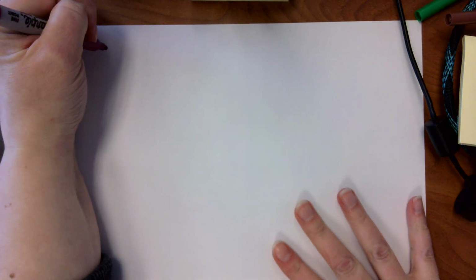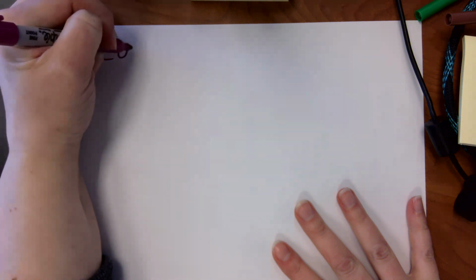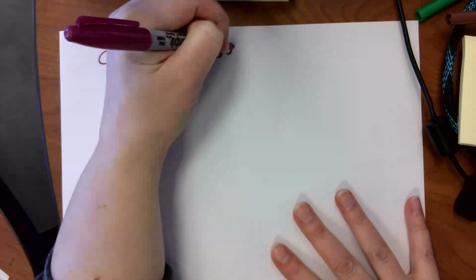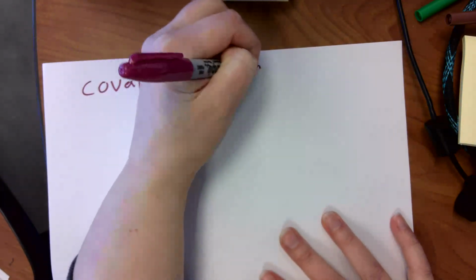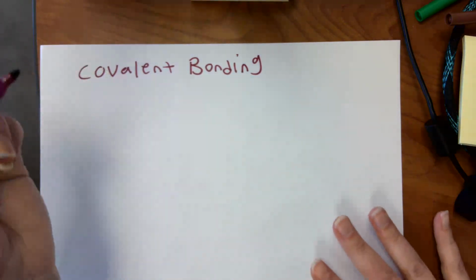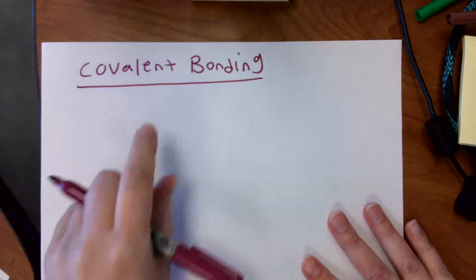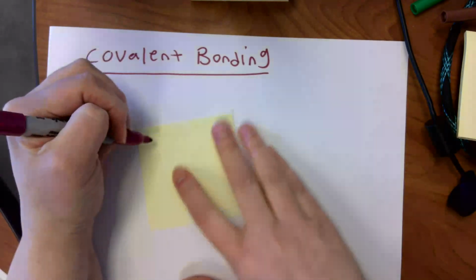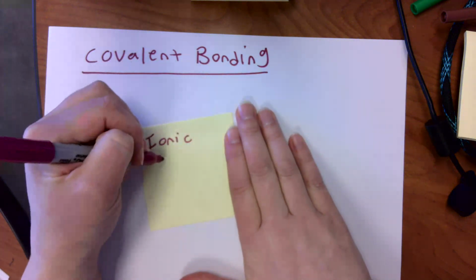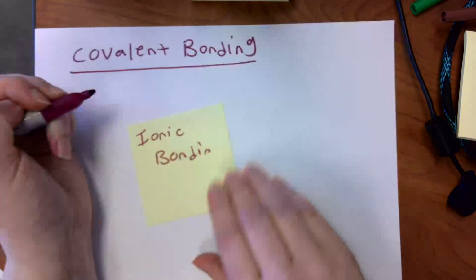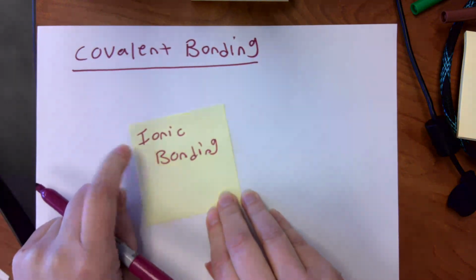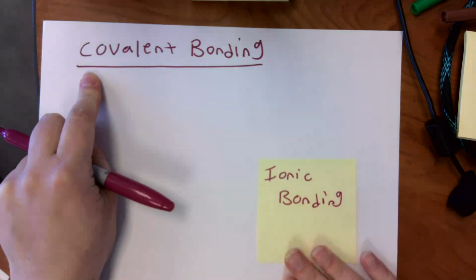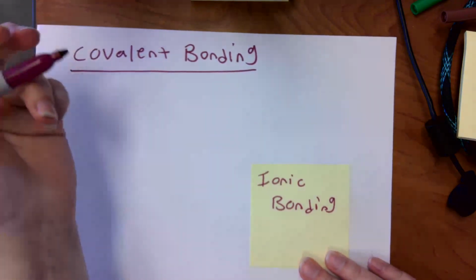Everyone, I wanted to come on and talk to you about our next type of bonding, which is covalent bonding. This is different from the type of bonding that we talked about before, which was ionic bonding. This is the one we just finished. This is the one we're moving to. And the way you can tell the difference between the two is covalent bonding.